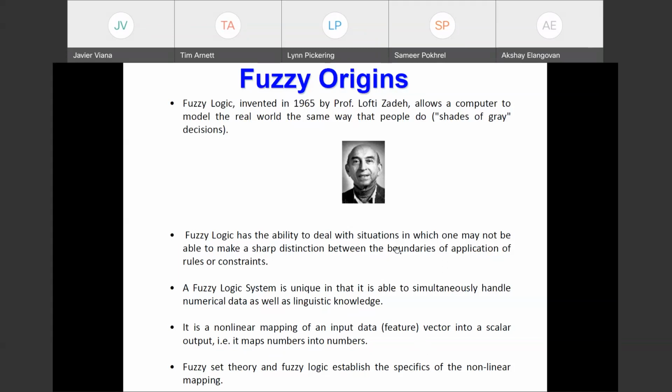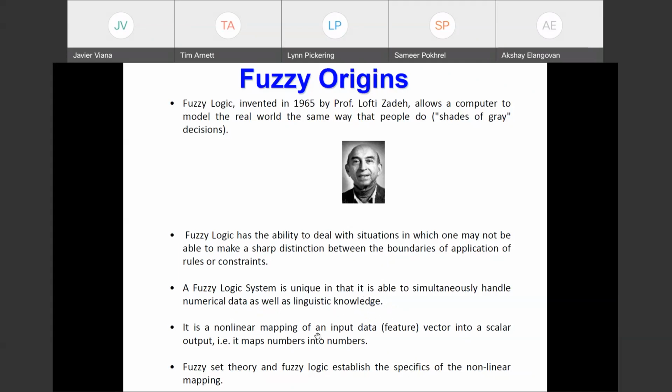But fuzzy logic also has the ability to deal with situations in which one may not be able to make those sharp distinctions between the boundaries of application or rules or constraints. That is a big thing, especially when you have extremely complex or noisy models in the AI and machine learning space, as we'll see. That's extremely beneficial. A fuzzy logic system is unique in that it's able to simultaneously handle numerical data as well as linguistic knowledge. This is a big thing. We'll see what we mean by linguistic knowledge in later slides, but as you will be focusing on explainability in your solutions, having these linguistic representations is important.